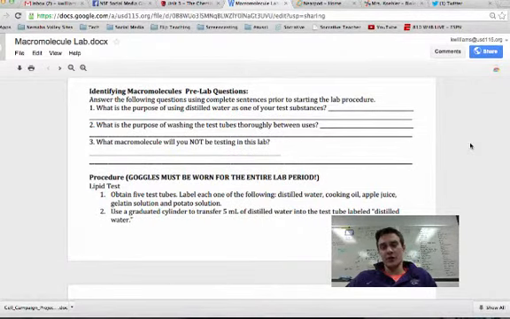Okay. Some pre-lab questions you need to answer. What's the purpose of the distilled water as one of your test substances? Why are you going to do each one of these macromolecule tests on distilled water? Answer that for me prior to Wednesday.